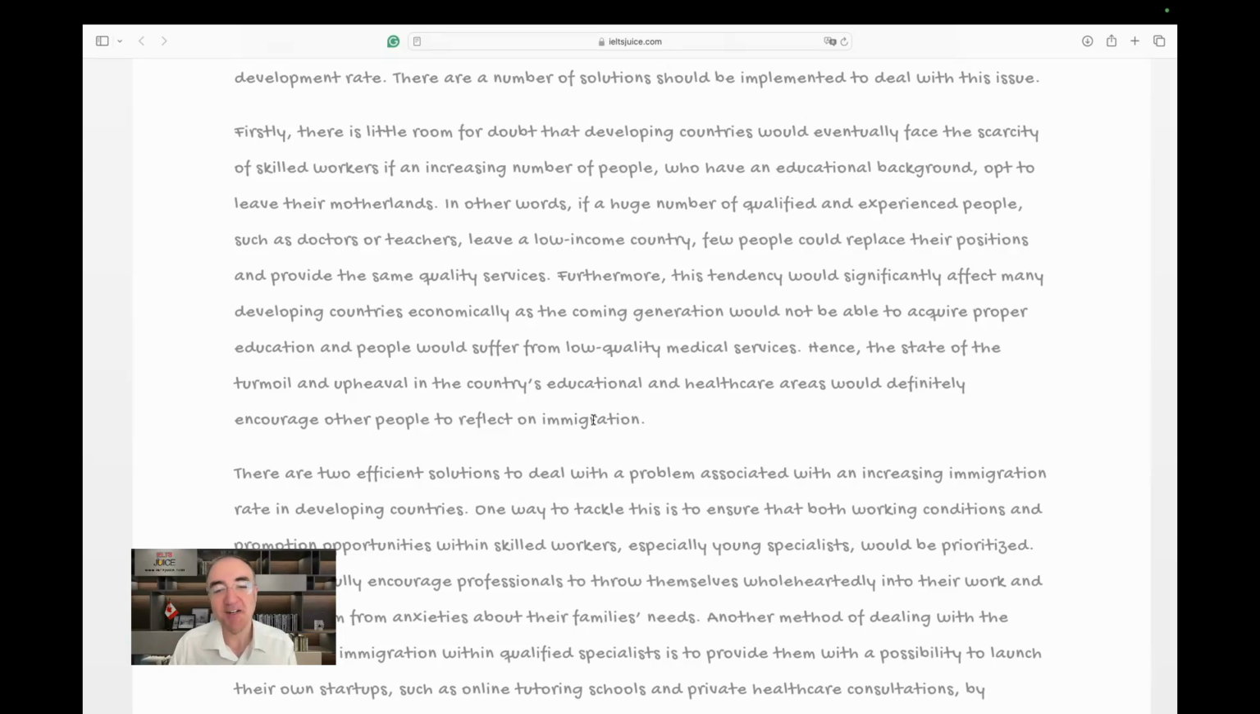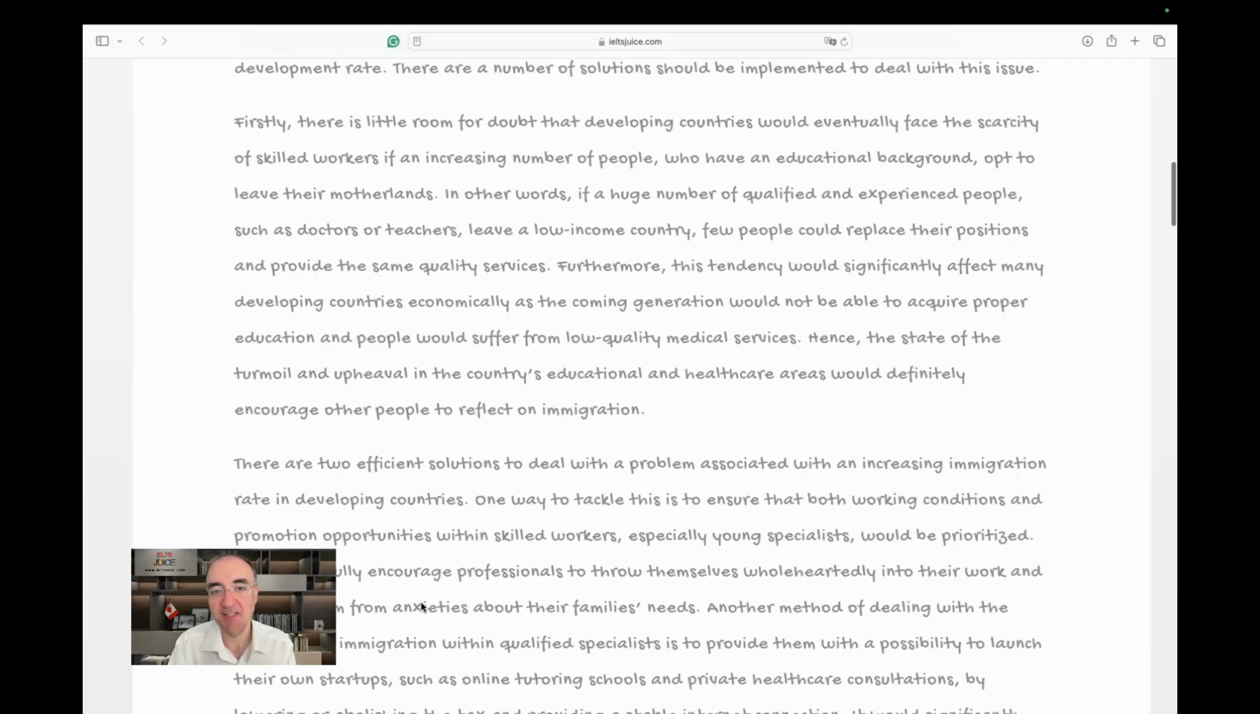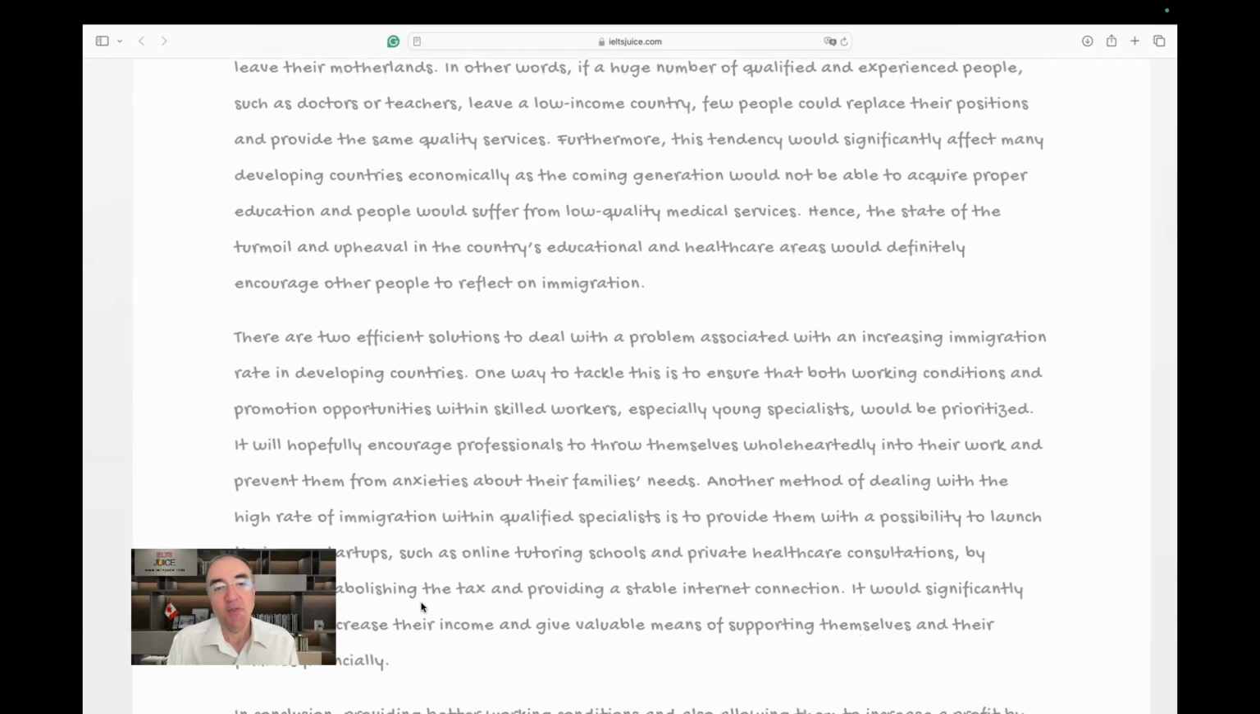To reflect on immigration. Correct. I mean, you can already tell how enjoyable it is for me to read these sentences. There are two efficient solutions to deal with a problem. Now we're talking about the second question in the IELTS two-part question rubric. And this time around, we're going to focus on the solutions. So there are two efficient solutions to deal with a problem associated with an increasing immigration rate in developing countries.